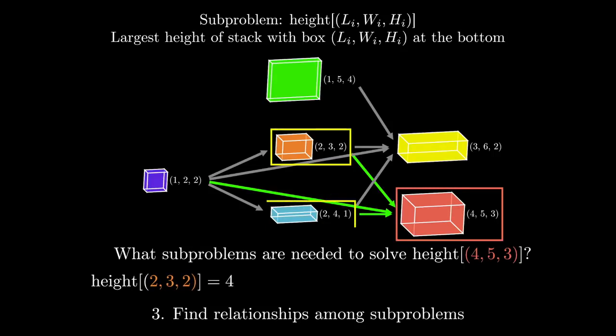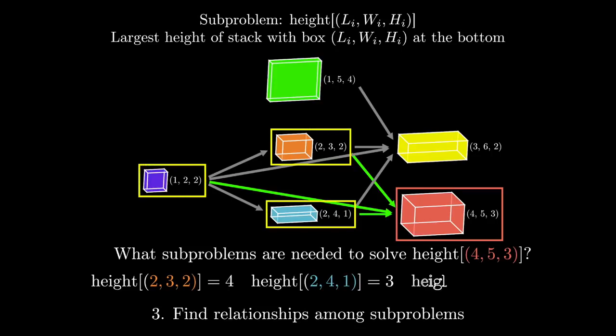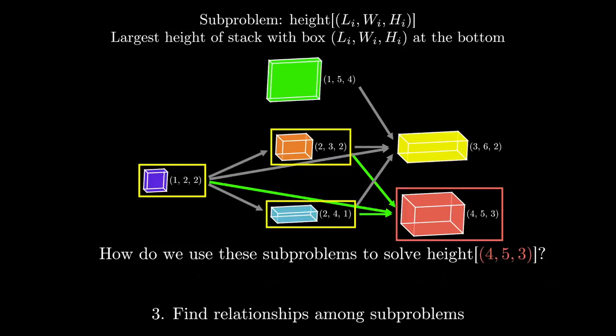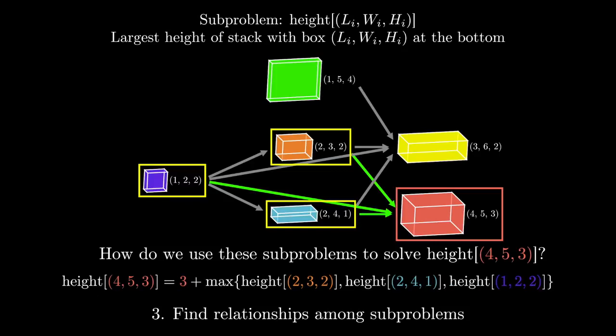was 4, the optimal height of stacks ending at the blue box, which ended up being 3, and lastly the optimal stack ending at the purple box, which happens to only be 2 since no other box can be stacked on top of it. The next question is then, if we know the answers to these subproblems, how do we get the solution to the optimal height of stacks with the red box as the bottom? And the answer to this is actually fairly intuitive.